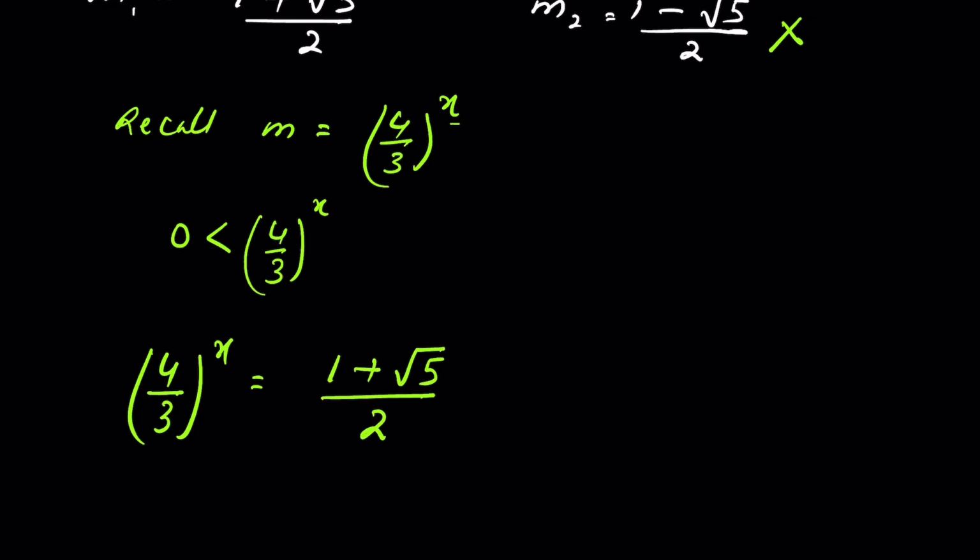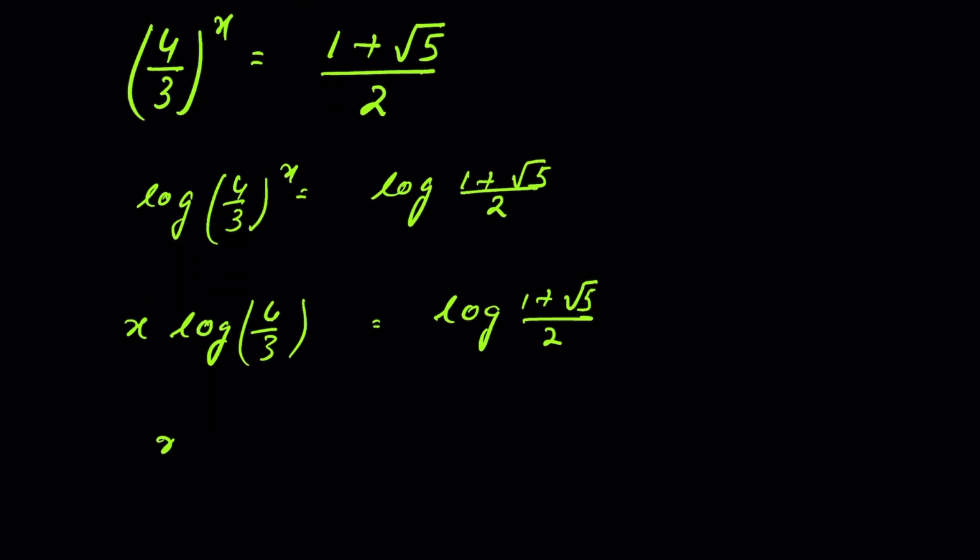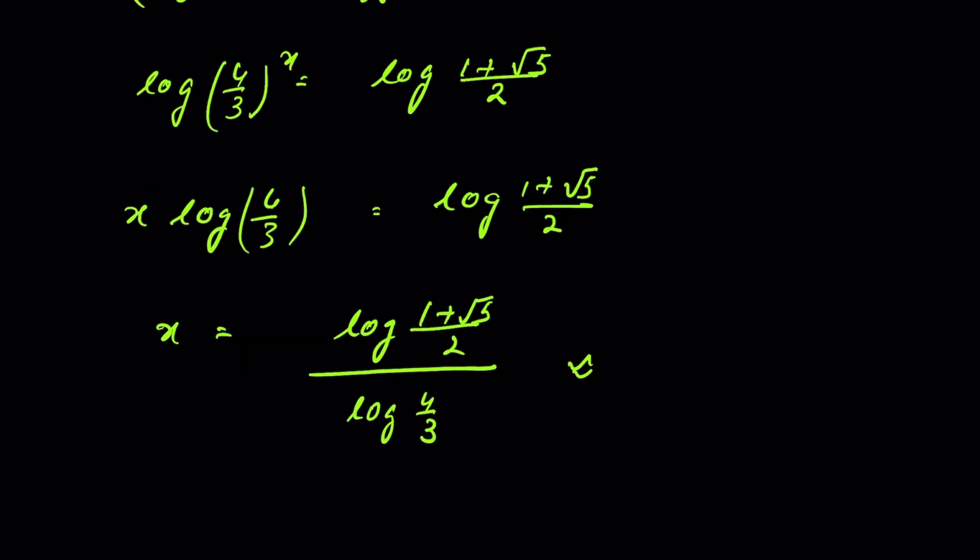Now let's take log on both the sides, or x log 4 upon 3 equals log of (1 plus square root of 5) upon 2, or x equals log of (1 plus square root of 5) upon 2 upon log 4 upon 3, which approximately comes to 1.673.